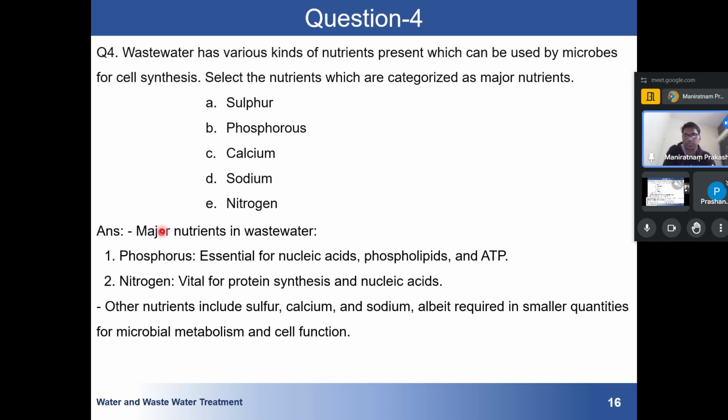So this was a direct question: the major nutrients in wastewater are phosphorus and nitrogen. Phosphorus is essential for nucleic acids, phospholipids and ATP. ATP is something you must have read in biological science. Nitrogen is required for protein synthesis. See, others are also required, but their quantities are very small. Okay, so the correct answer will be B and E, that is phosphorus and nitrogen. So this was a direct question.